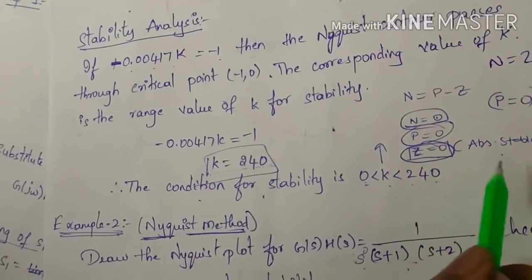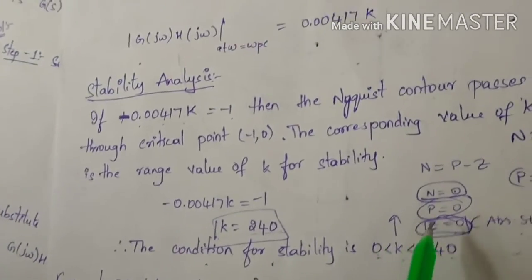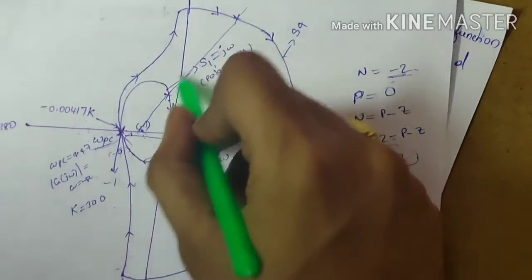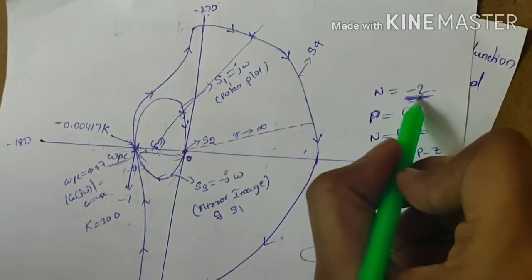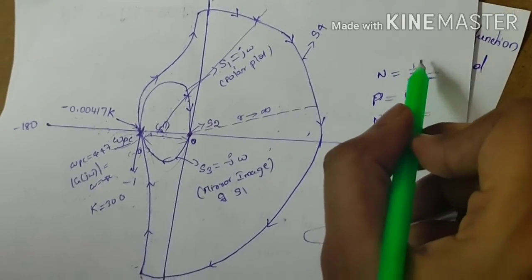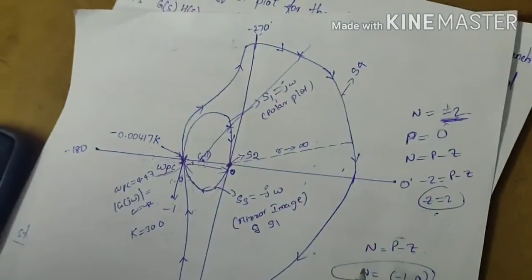If you take k greater than 240, the minus 1 comma 0 point lies inside the circle. If it lies inside the circle, then there is a chance of encirclements. How to find these encirclements? Just draw a straight line and find the intersection points. That will give the number of encirclements. And how to indicate the negative and positive direction? If it is clockwise, it is negative. If it is anti-clockwise, it will be positive.